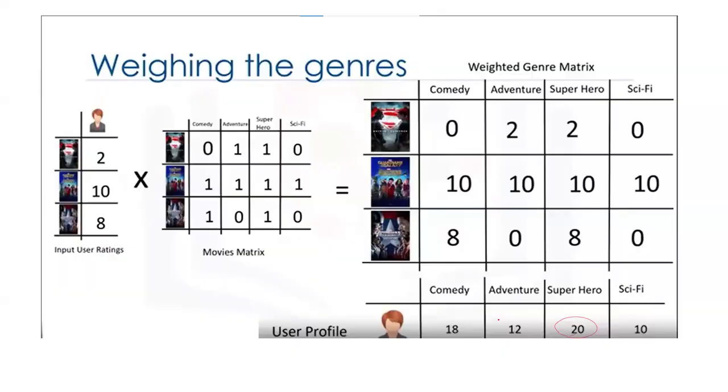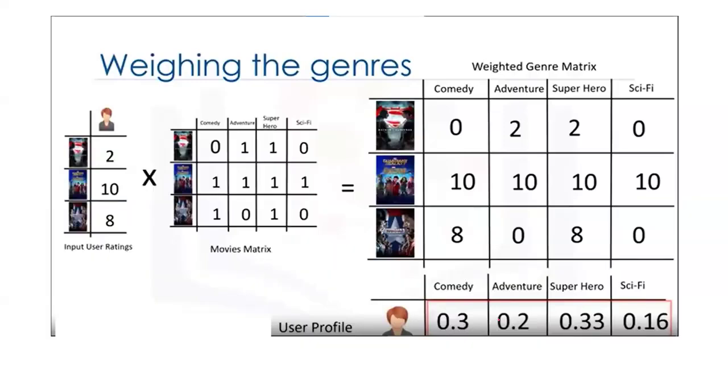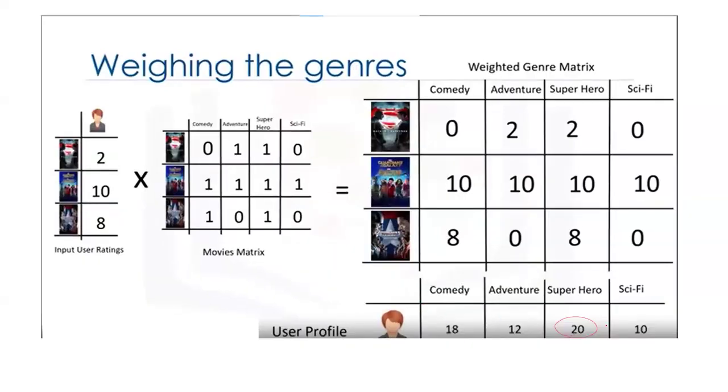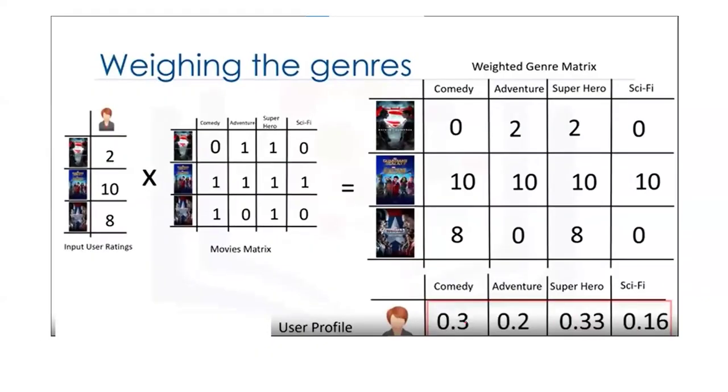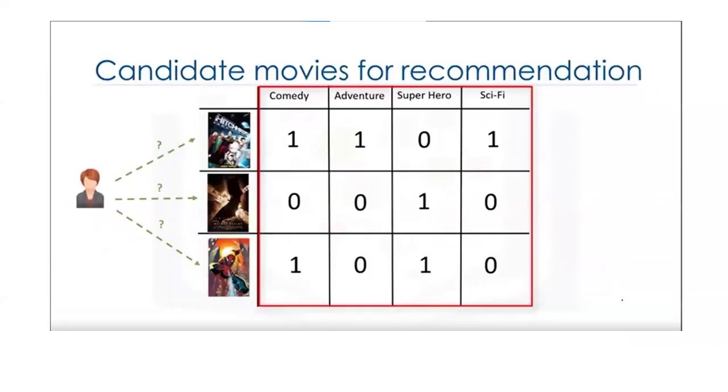Now this is a user profile, and I'll look out for other movies which will match it. Here I will take the proportion out of all the genres: what is the proportion of superhero, what is the proportion of comedy. I'll take the sum and then divide it by the total. Then this is my overall profile. Superhero is higher, followed by comedy, then adventure, and then sci-fi. So this is how I'll create the user profile.